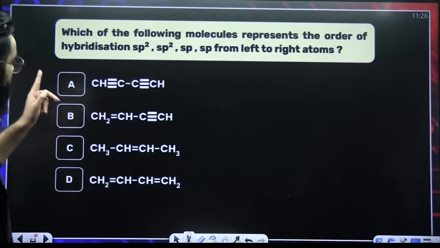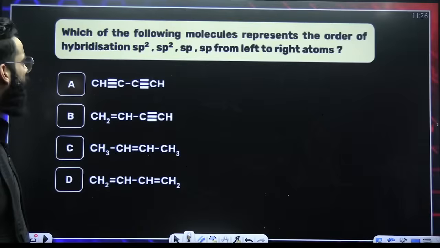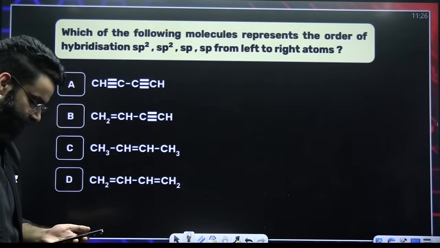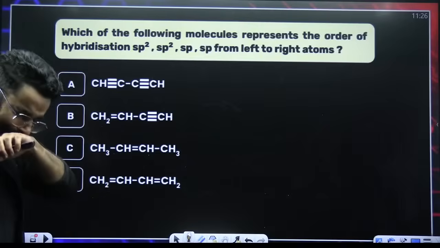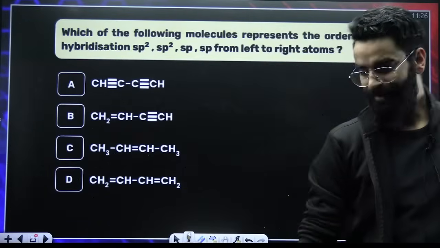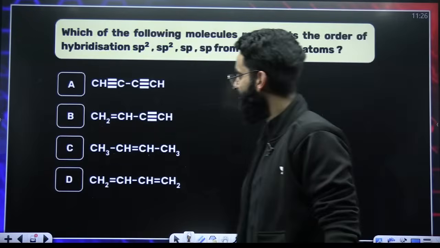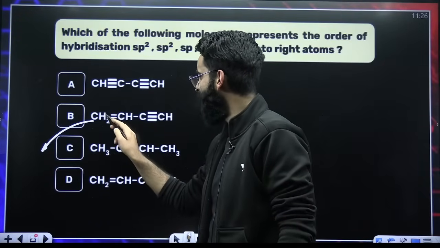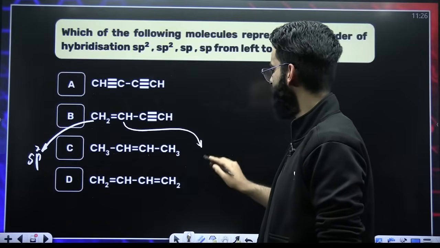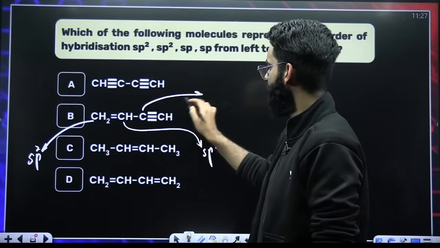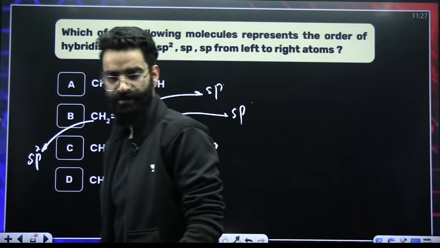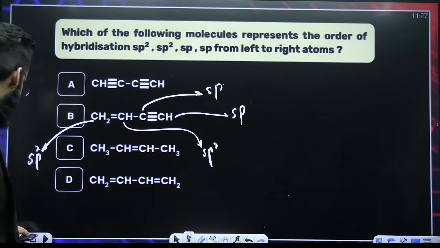Moving on. Which of the following molecules represent the order of hybridization sp2, sp2, sp, sp from left to right? Quick. Kill it. Quickly. This is forming how many sigma bonds? 2 with hydrogen, 1 with carbon. 3 sigma bonds, 0 lone pair, sp2. 3 sigma bonds, sp2. 2 sigma bonds, sp. Done, people?